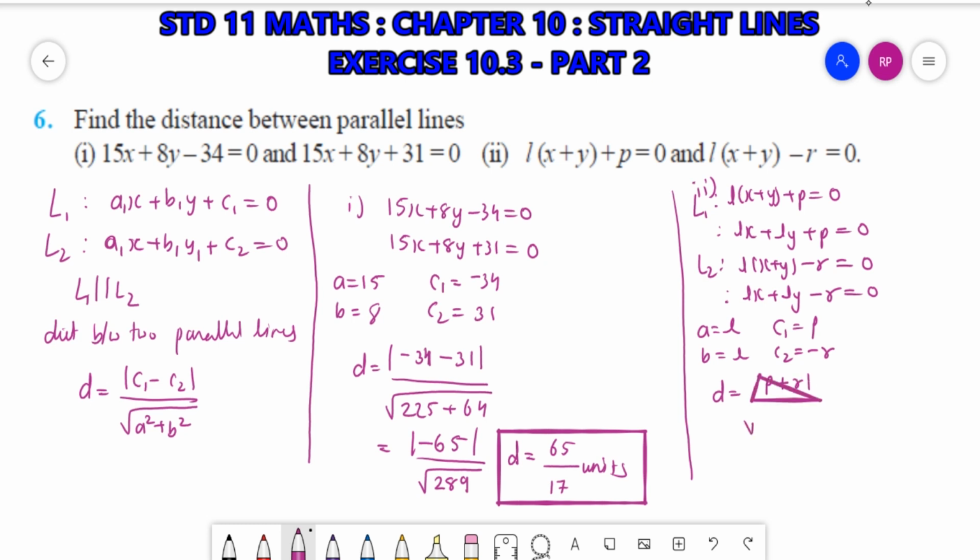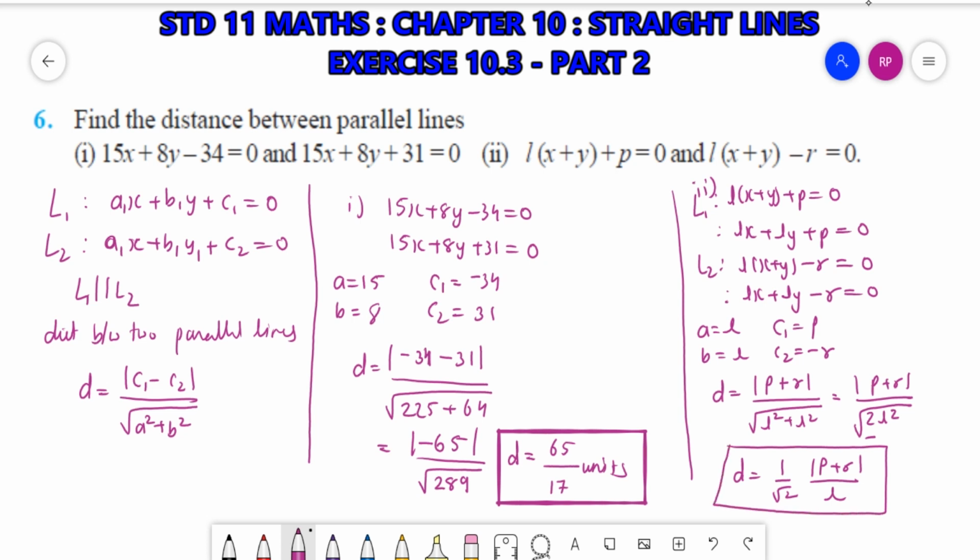So the distance will be equal to |C1 - C2|, that is P minus minus R, P + R, upon the square root of A square plus B square, that is L square plus L square. So L square plus L square will be equal to 2L square. Okay, so the distance will be equal to 1 by root 2, I'm taking this 2 outside, modulus of P + R upon square root of L square is L. So the distance between these two parallel lines is 1 by root 2 modulus of P + R upon L. Okay, so this was about question number 6. So just note it down.